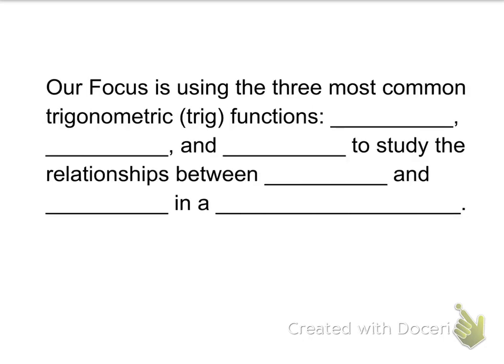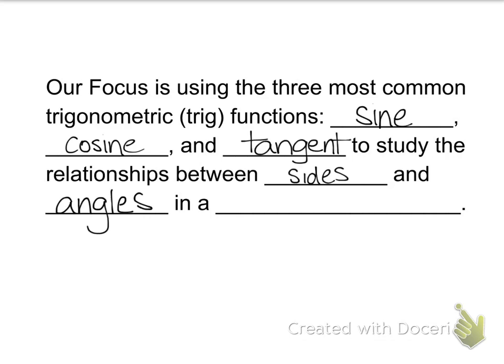Our focus is using the three most common trigonometric or trig functions: sine, cosine, and tangent, to study the relationships between sides and angles in a right triangle.